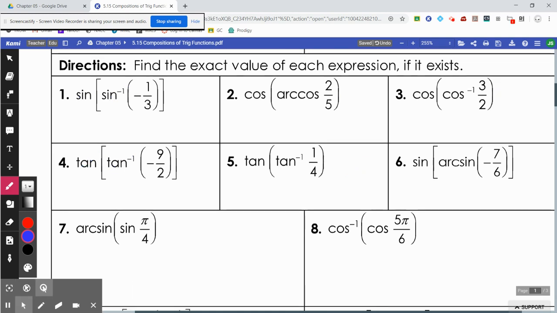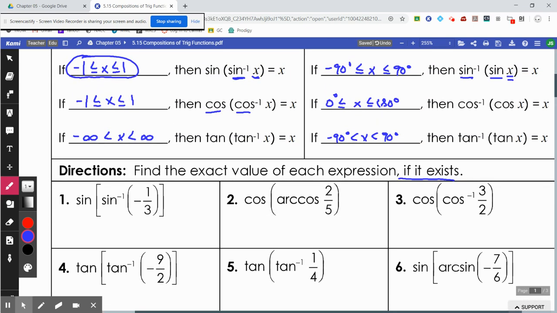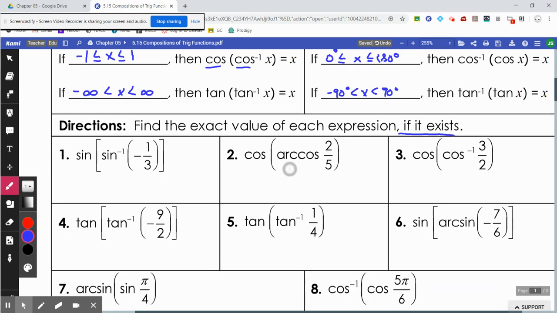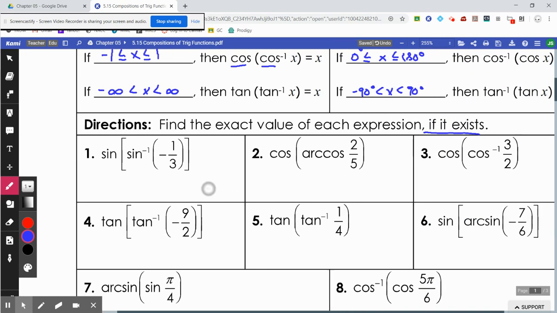Okay, so let's work some problems. It says find the exact values of each expression if it exists. So keep in mind, as long as we're within the restricted domain and range, let me circle that, a function and its inverse will undo each other. That's kind of like taking 1, adding 2 to it, and then subtracting 2. These two functions undo each other, and we get back to where we started.